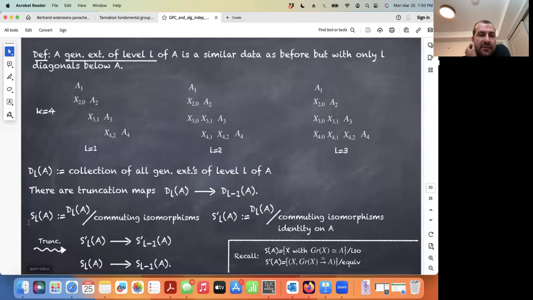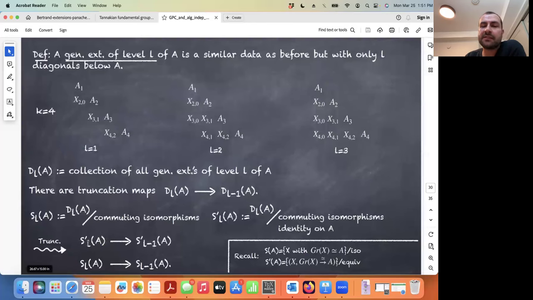So the S_L is the collection of all generalized extensions of level L, modded out by just commuting isomorphisms between the two diagrams with no conditions. And then the prime version is that the relation you mod out by is commuting isomorphisms between the two diagrams, but the key condition is that you're requiring that your isomorphisms on A, the top diagonal, are identical. Okay? And then your truncation maps clearly descend to S primes and S's.